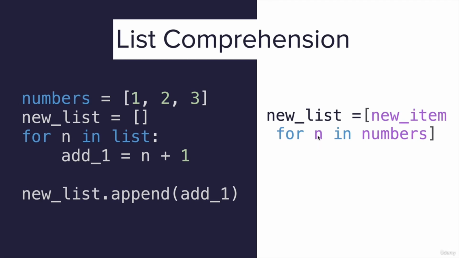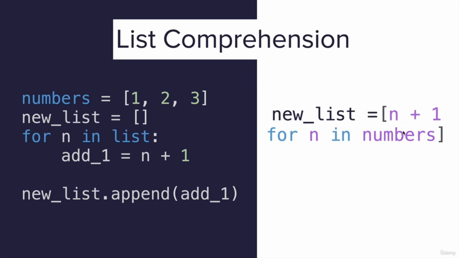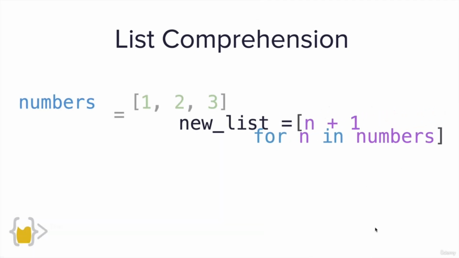This n is going to represent each of the numbers in that list of numbers, just as it does in this for loop. And the final keyword that we haven't yet replaced is the new item. So what do we want each of the new items to be in this new list? Well, each of the new items is basically calculated by taking n and then adding 1 to it. So this line is the expression or the code that we need to execute in order to get a new item. So this becomes our final list comprehension.